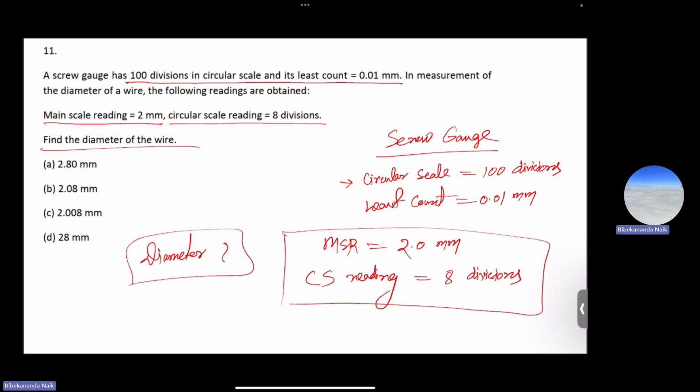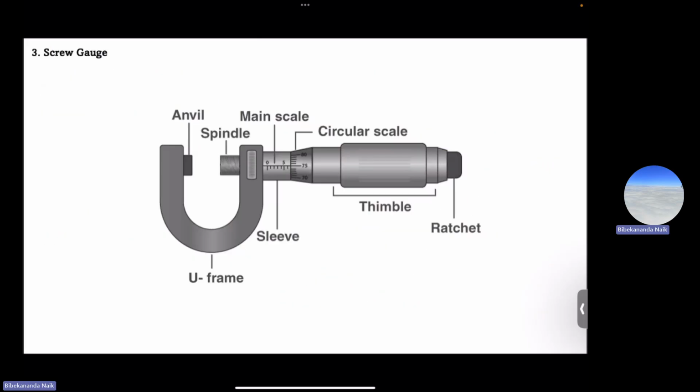So the information we had in the question: the circular scale has 100 divisions and the least count is 0.01 mm. Before solving the question, let's discuss a few things about the screw gauge.